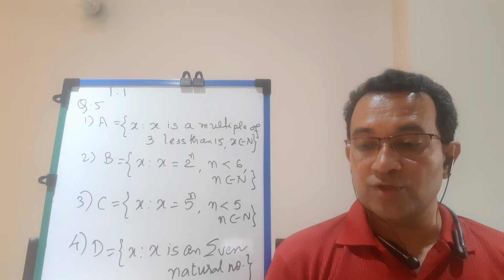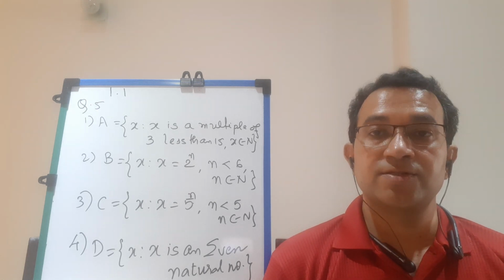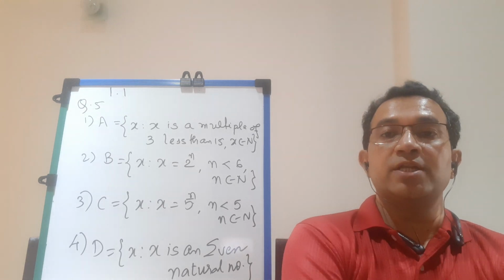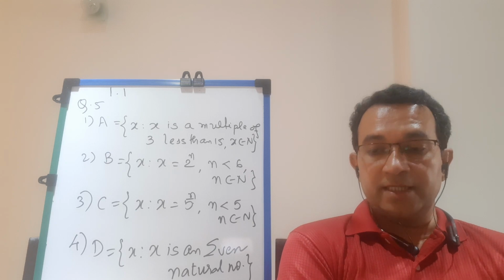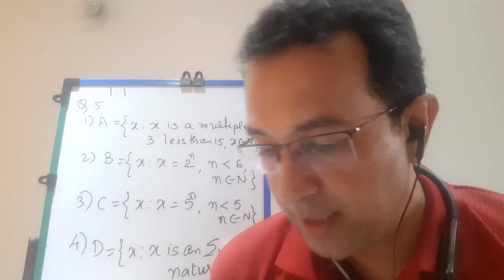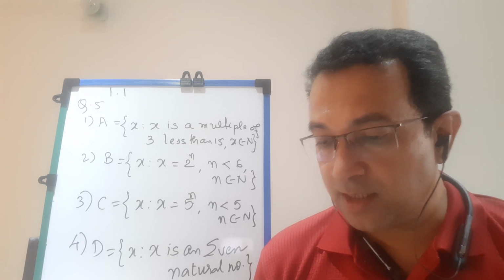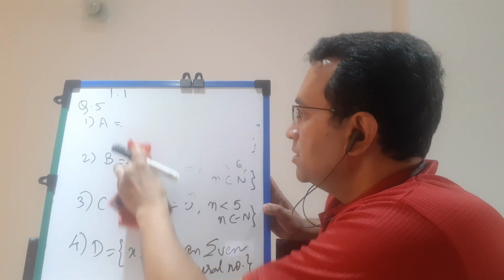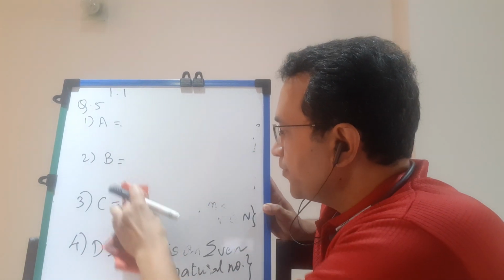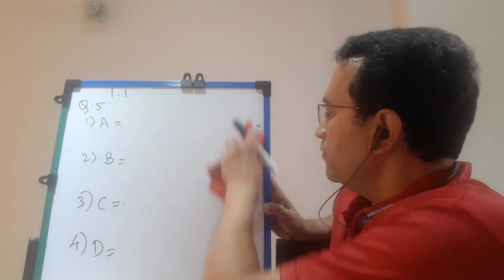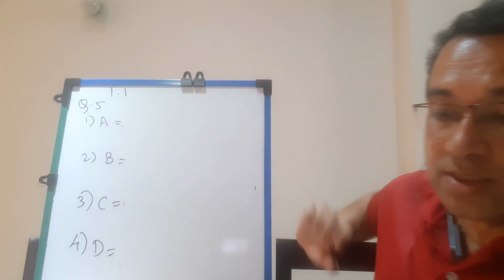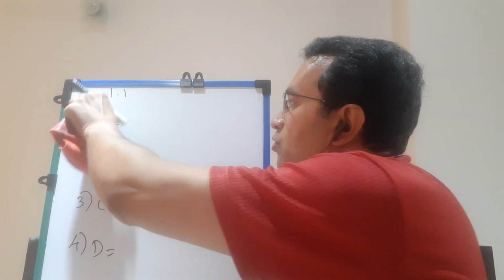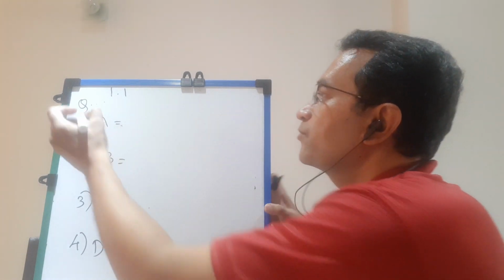Now, students, the next question: list all the elements of the following sets. The sets are again given in the property method, and we have to list the elements. So let us start, students. Question number 5. A is equal to x such that x is an odd natural number. Okay students, question number 5 we are starting with. Sorry, question 6, I think. Oh sorry students, the previous one was question number 4. This is question number 5.